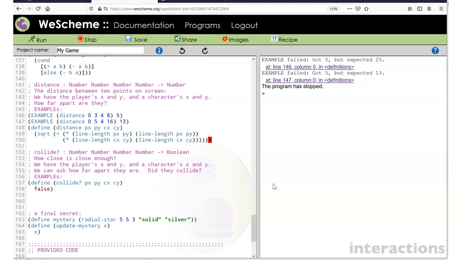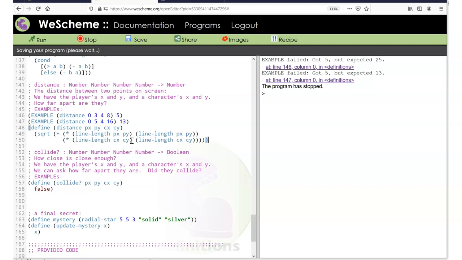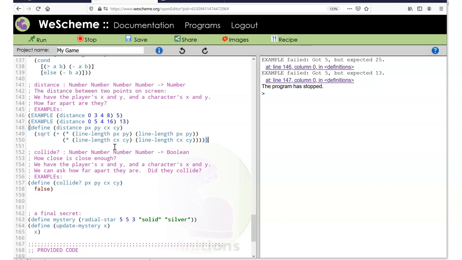If I had an extra one, it would turn it red. If I have one too few, it won't know because it won't be able to see it yet, but I'll get an error. So when I hit paren one more time, it matches it up. Now I would expect all my examples to pass, and I expect my distance to keep changing because now this is a general function. It doesn't just do the examples.